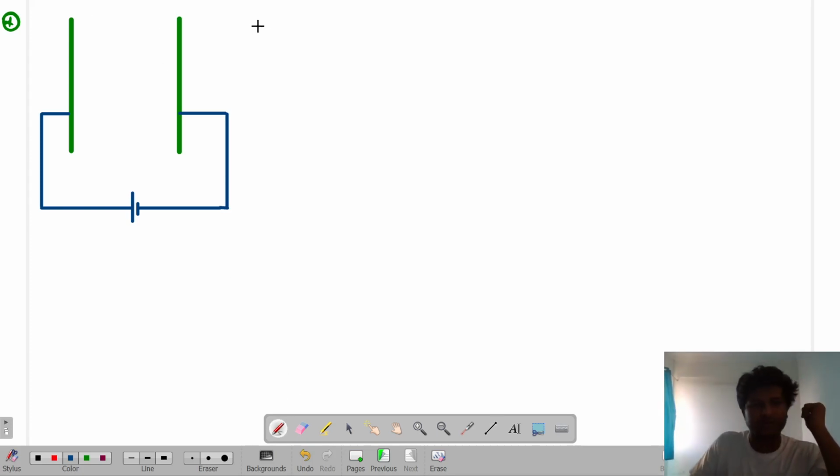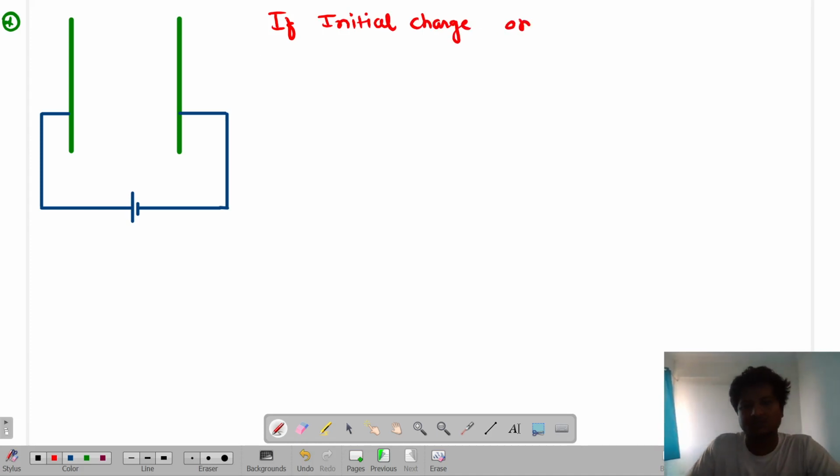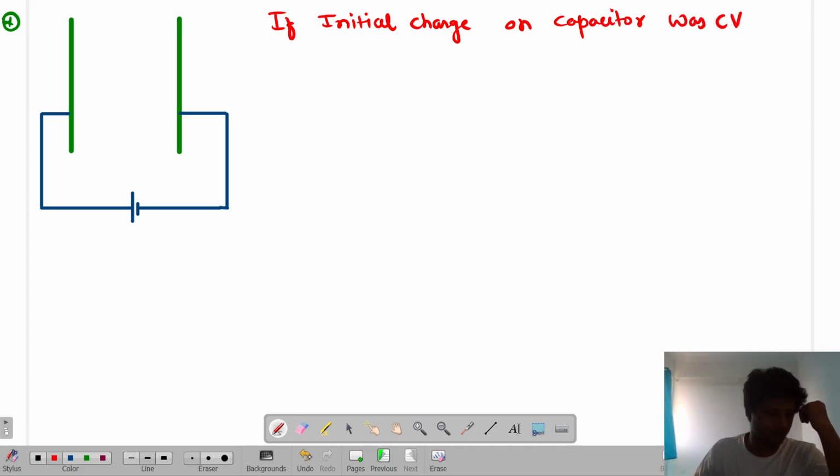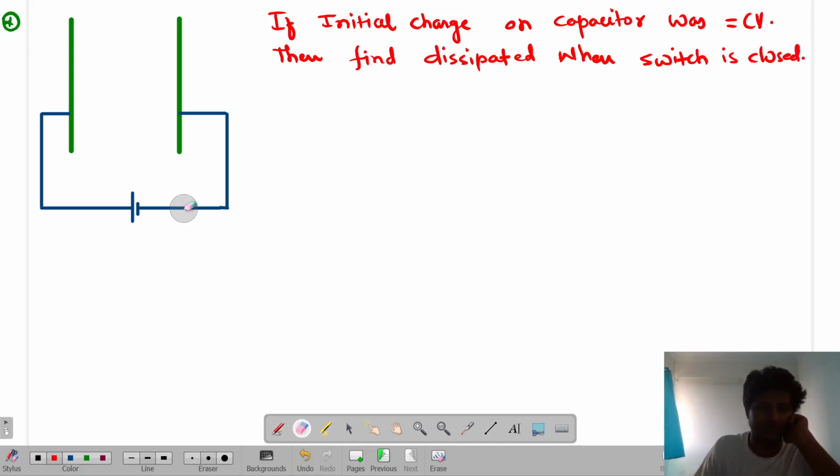The question is: if the initial charge on the capacitor was equal to CV, then find the heat dissipated when the switch is closed. Let me draw a switch over here.